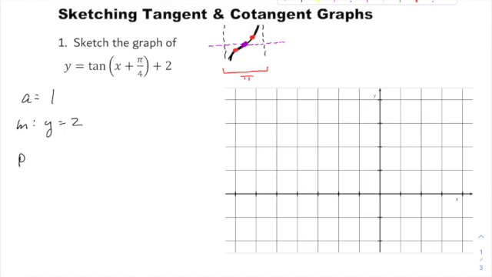The period, an important thing to watch out for with tangent and cotangent, is pi over b. And so in this case, b is 1, that coefficient of x. So it's just going to be pi. So our increment, our distance between the key points, is going to be the period divided by 4. That's always the case. So in this case, it'll be pi over 4.